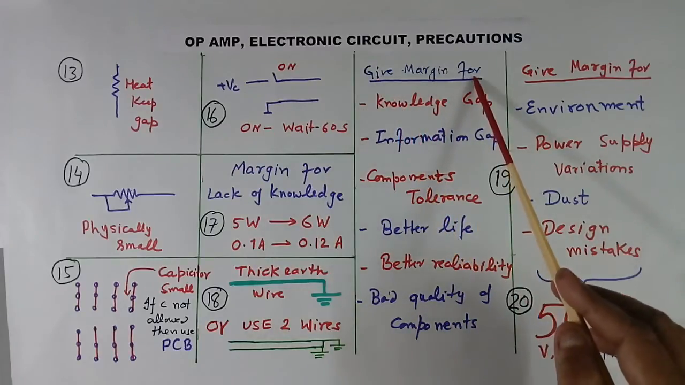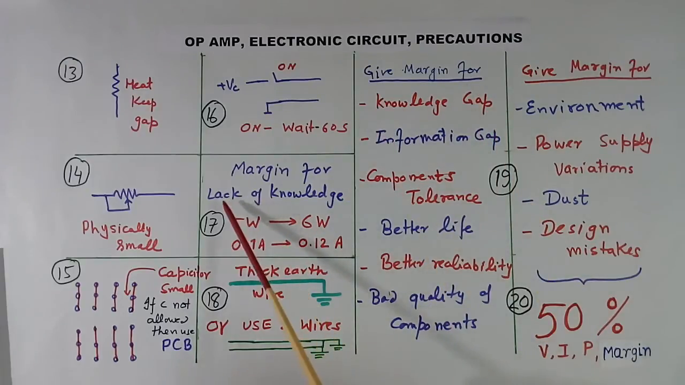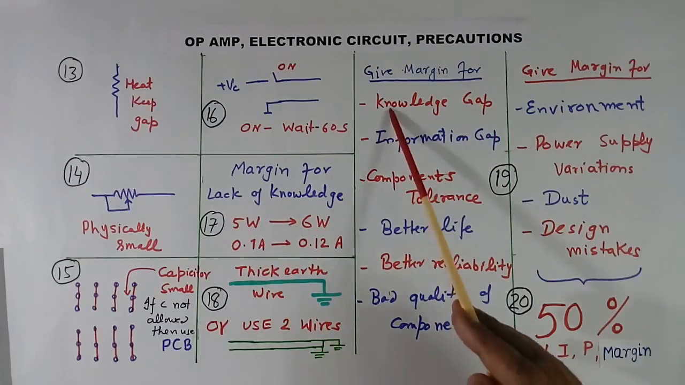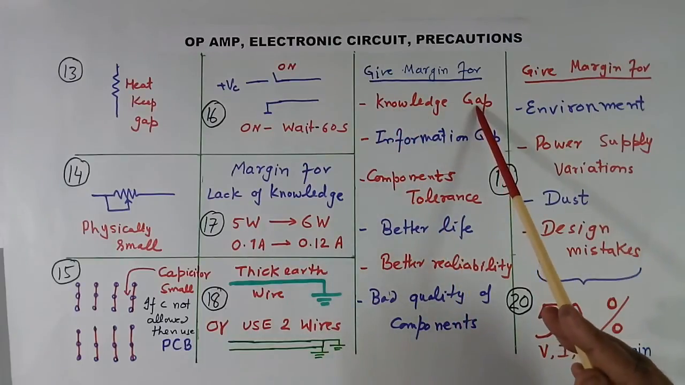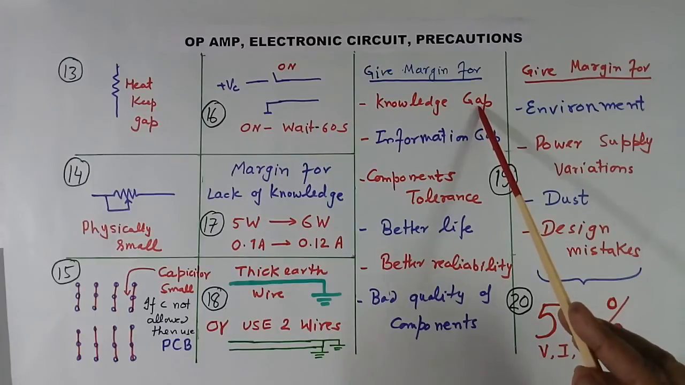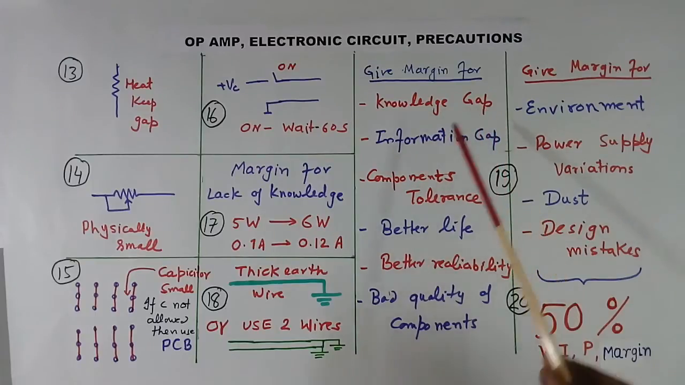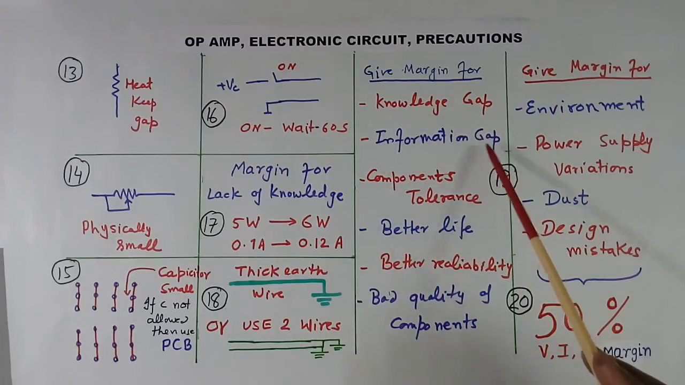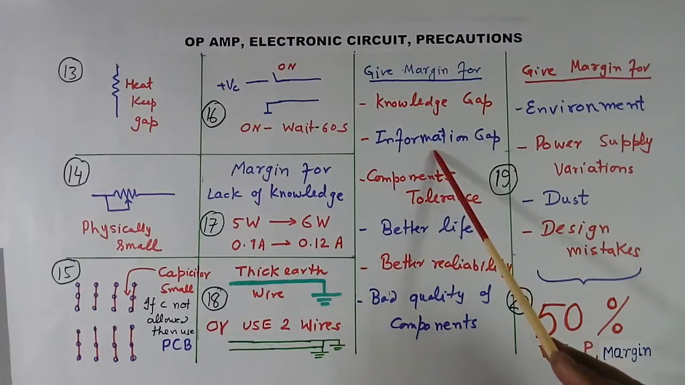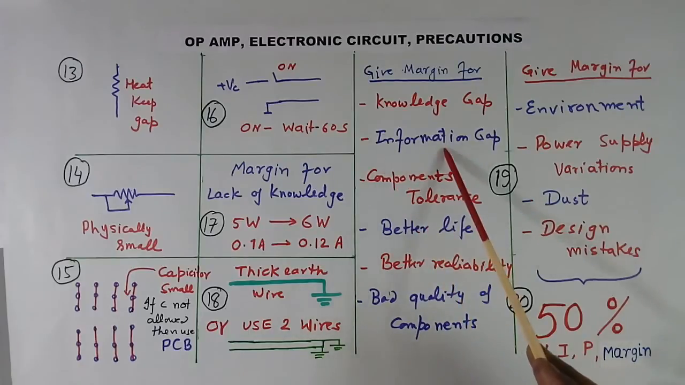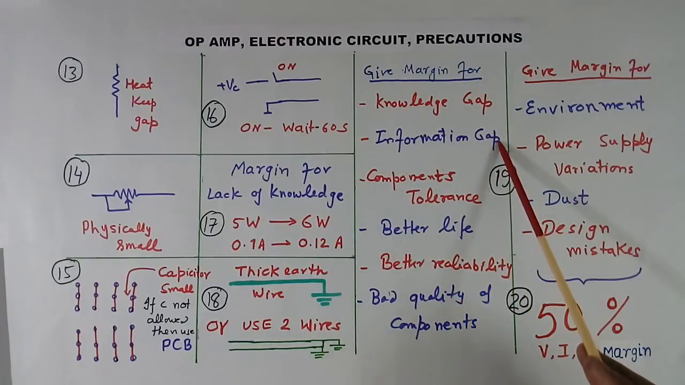Now we should give margin for design. First is knowledge gap, which I have talked about here. We have some knowledge gap; we don't have 100% knowledge. It doesn't mean that we cannot do it. We can do it, but we should give some margin. Then information gap. Generally the information we are getting may not be 100% accurate, so we should give some design margin for that also.